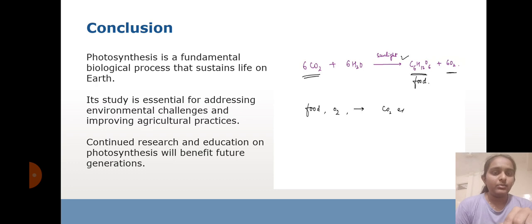Conclusion: photosynthesis is a fundamental biological process that sustains life on Earth. Its study is essential for addressing environmental changes and improving agricultural practices. Continued research and education on photosynthesis will benefit future generations.